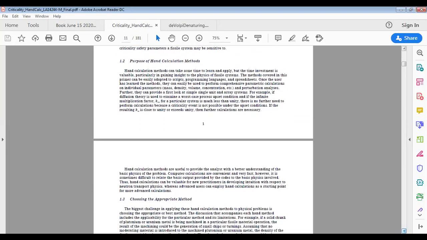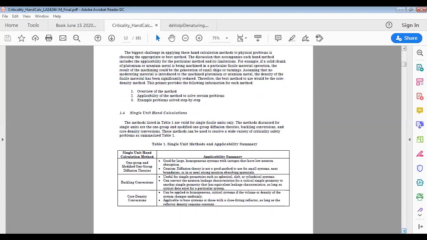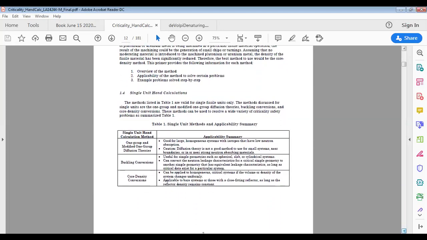This is an excellent report, and what I like about it is that it connects classroom teaching with real life problems. So remember I told you that whenever you talk about these things, then always say what assumptions are implicit in the model and what is the applicability. So this is what this report does so nicely, that the one group and modified one group diffusion theories are good for large homogeneous systems with isotopes that have low neutron absorption.